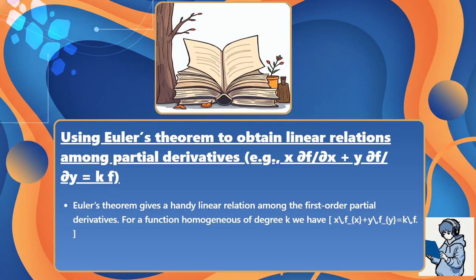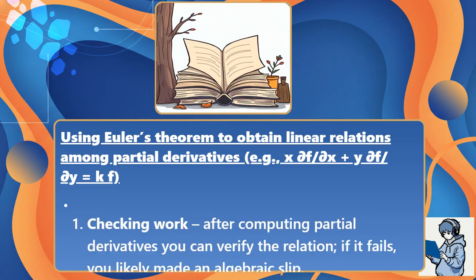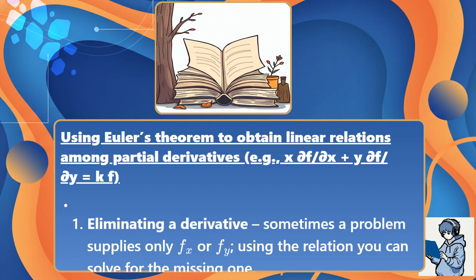Euler's theorem gives a handy linear relation among the first-order partial derivatives. For a function homogeneous of degree k, we have x f_x + y f_y = kf. Why is it useful? Checking work: after computing partial derivatives, you can verify the relation. If it fails, you likely made an algebraic slip. Eliminating a derivative: sometimes a problem supplies only f_x or f_y. Using the relation, you can solve for the missing one.